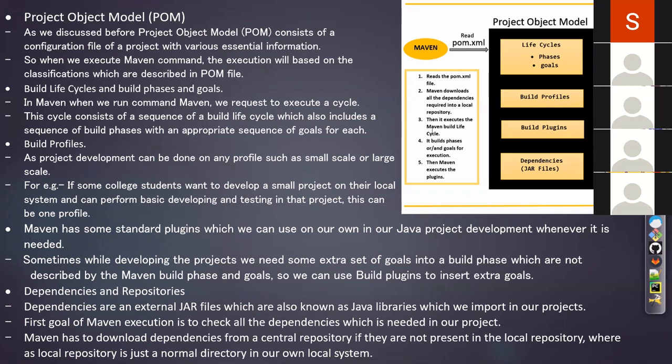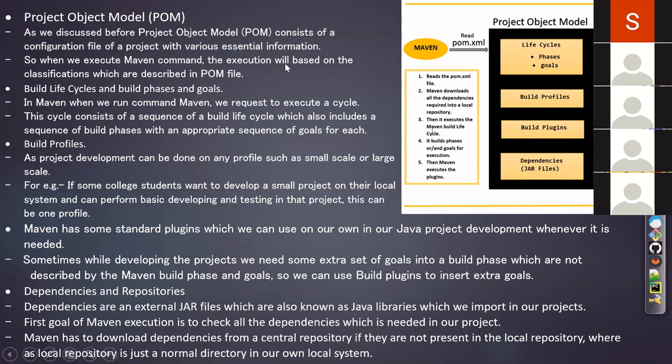Whatever we provide, like clean, compile, test, install, package, all these phases. Maven goes through all these phases. Then it also executes the plugin. So in the project model, there are life cycles, build profiles, build plugins, then jar files, and then the Maven local repository.